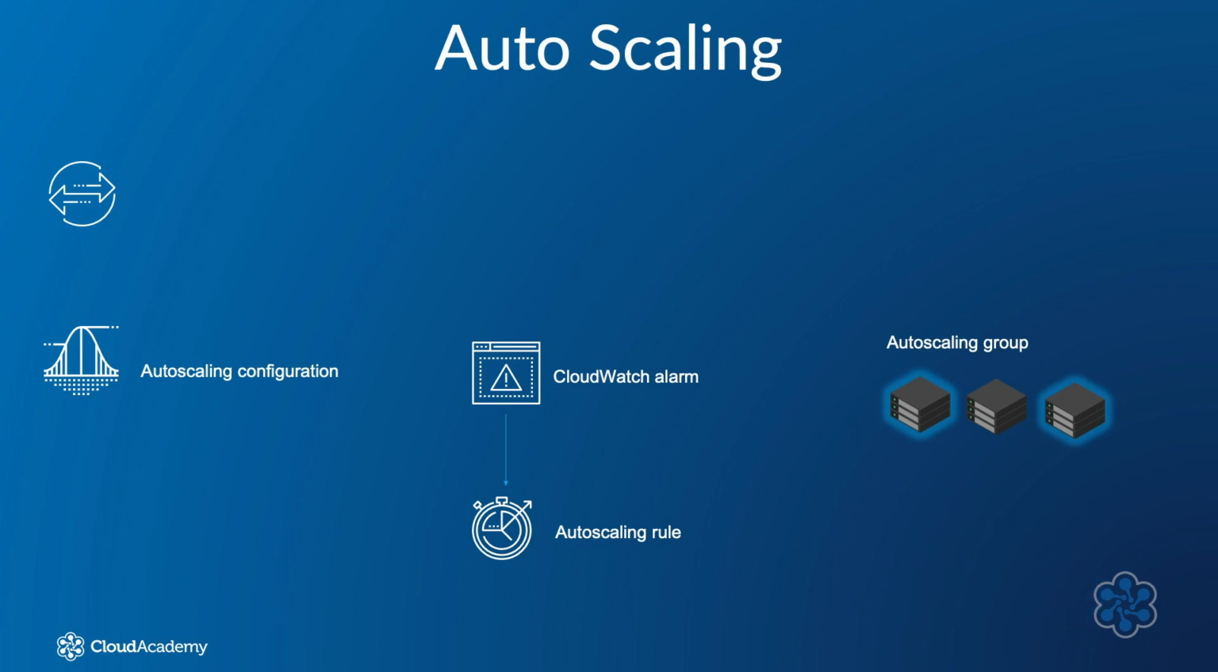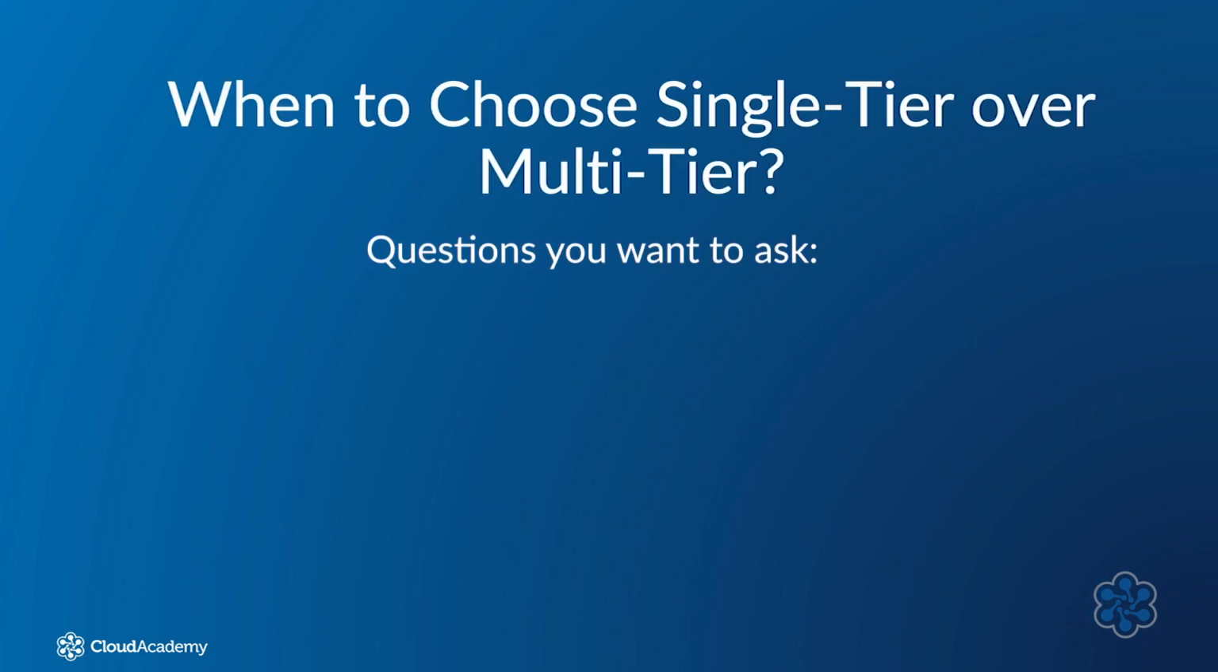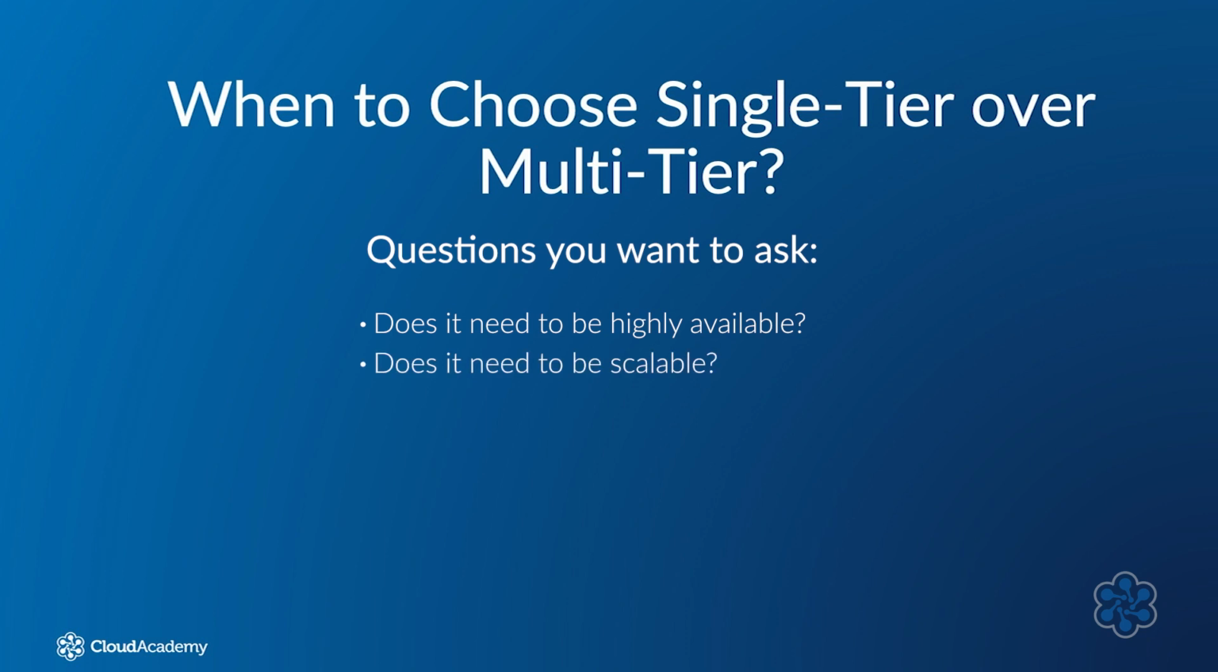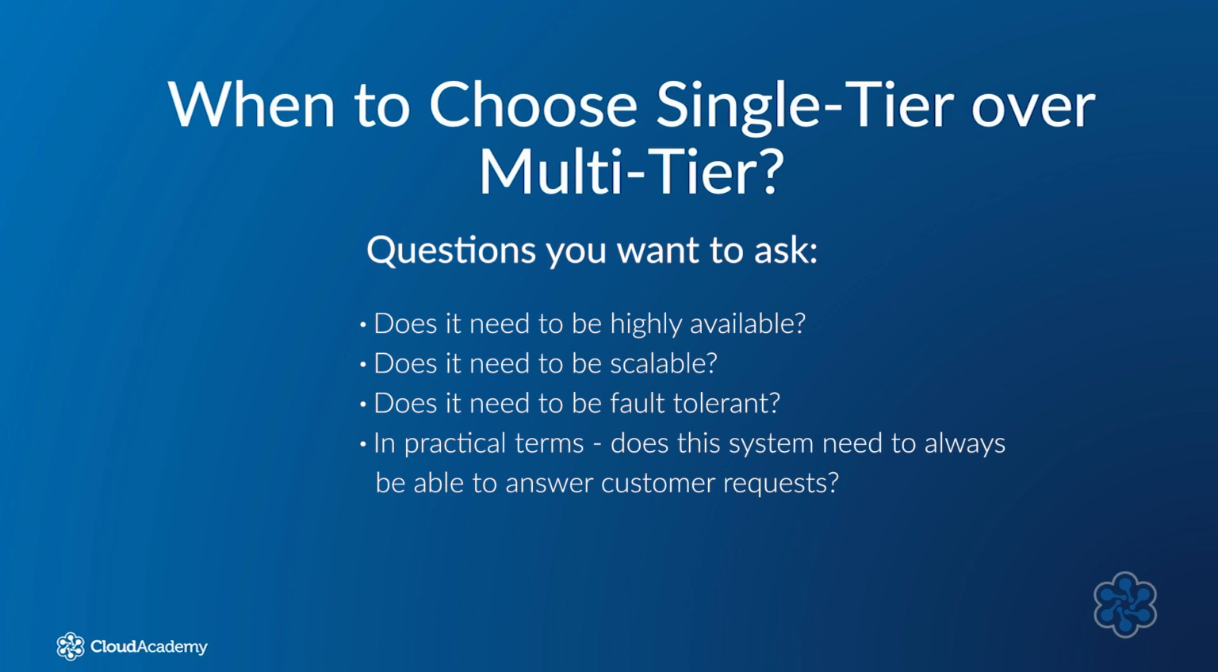burst activity. So before we move into design mode, a few questions you need to ask yourself if you're presented with a scenario. Does it need to be highly available? Does it need to be scalable? Does it need to be fault tolerant? And in practical terms, does the system need to always be able to answer customer requests? And if so, then it needs to have a multi-tier architecture.